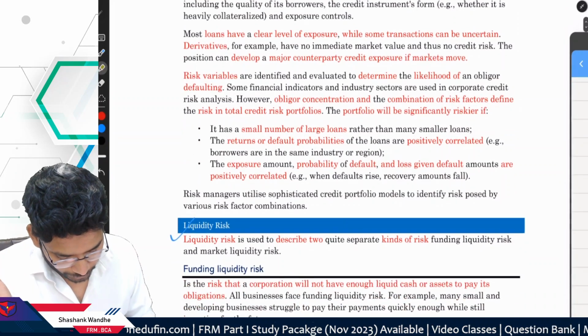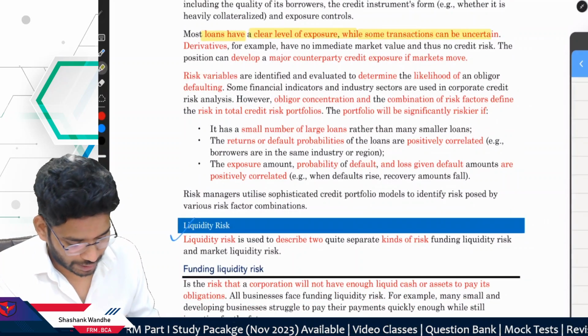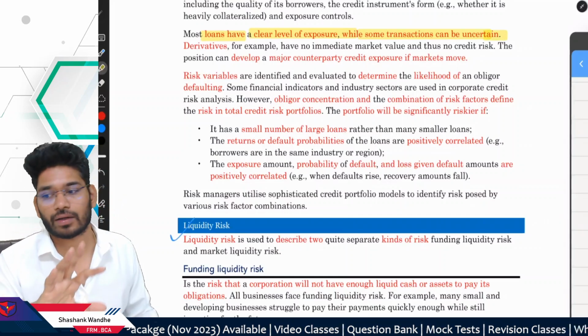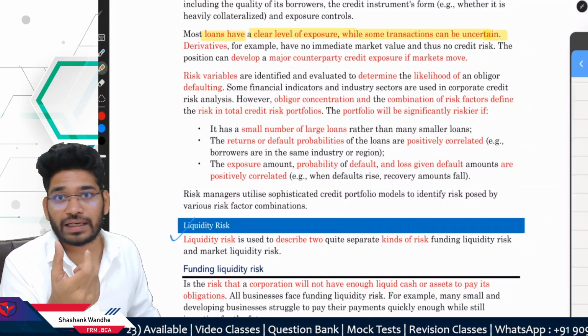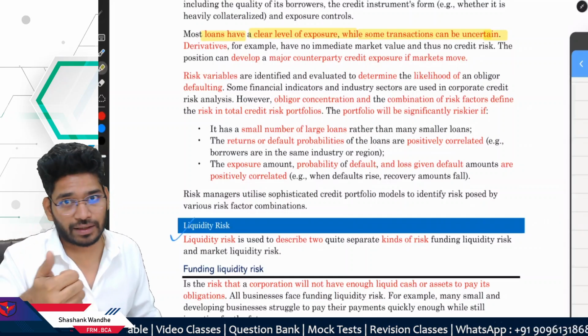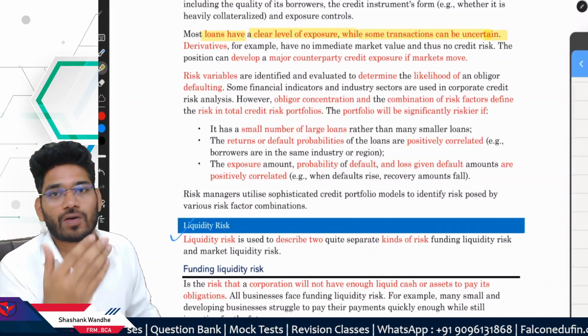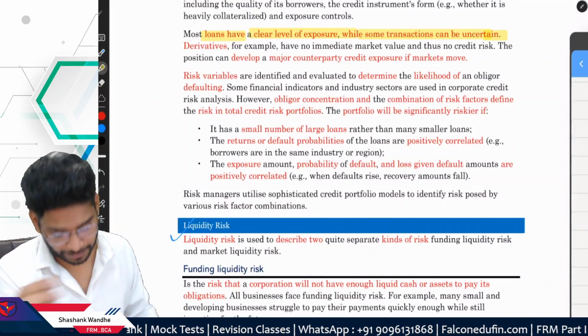Now, most loans have a clear level of exposure, while some transactions can be uncertain. Means for most loans the exposures are known, but in case of the derivative transaction, derivative as in the betting example we took, the exposures are not known, and those exposures should be treated separately.